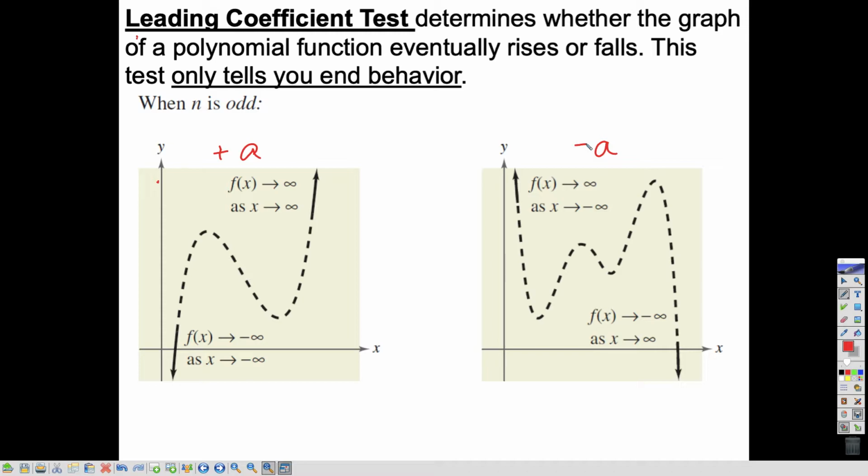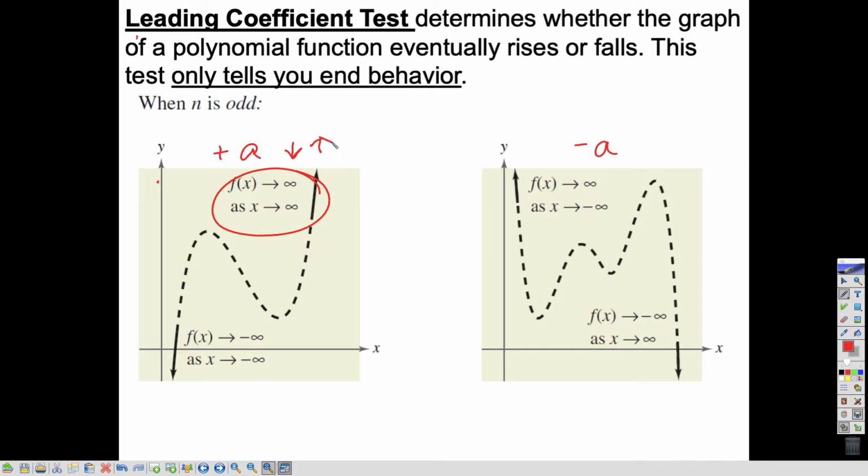Did you already know this stuff? Yes. Did you know the leading coefficient test? Well, you knew it. Did you know the name? No.